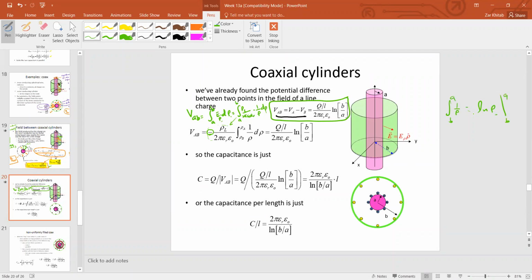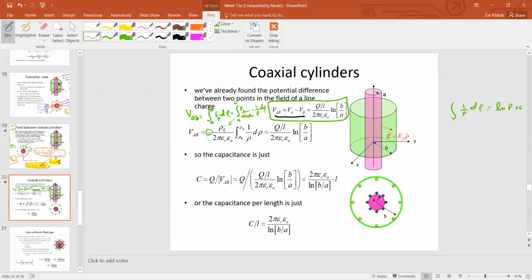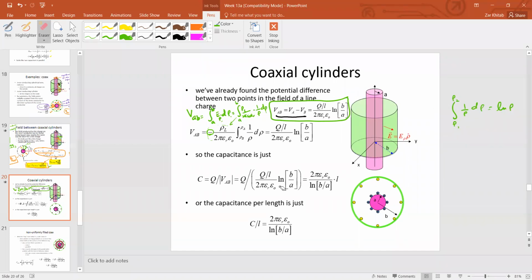So this is how you can do things. This equation is already known to us. The integral of 1 over rho d rho is natural log of rho plus c. But if I know my limits, the initial value rho 1 and the final value rho 2, I don't have this constant. Remember, this is the magnitude only. This is always the magnitude.